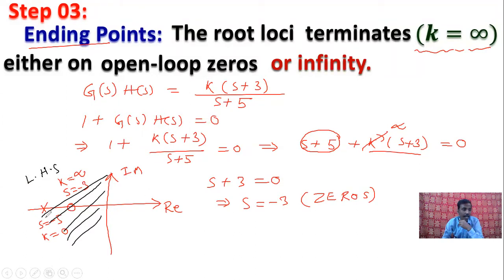Pole position s equals minus 5, K equals 0, and zero position s equals minus 3, K equals infinity. So root locus starts at K equals 0 and terminates at K tends to infinity, or at open loop zeros. This is the starting point, and this is the terminating point. This is very important. This is the ending point definition.